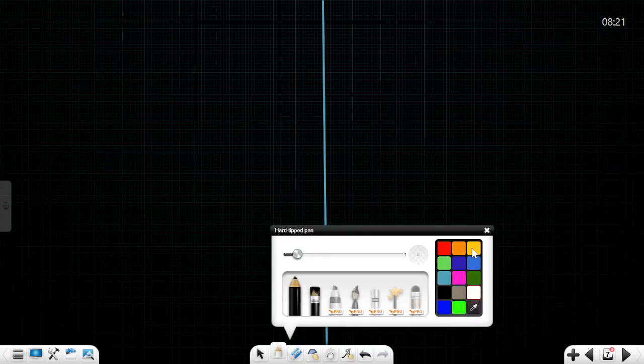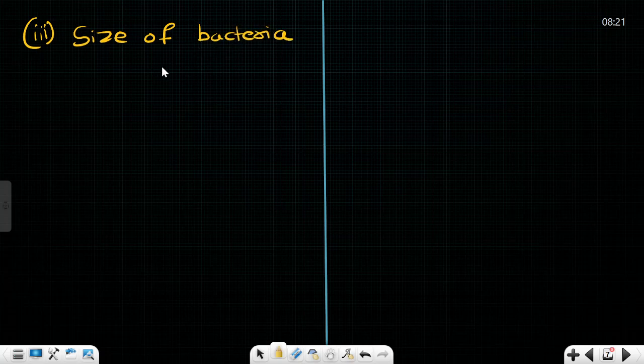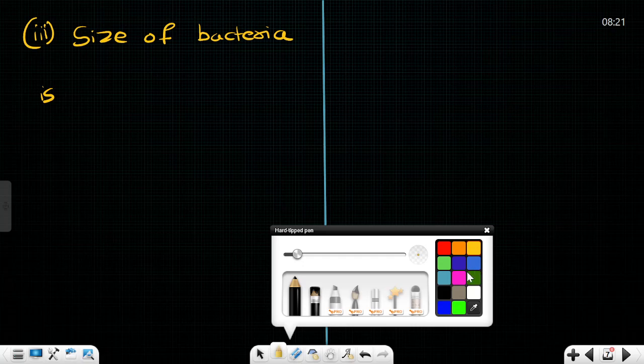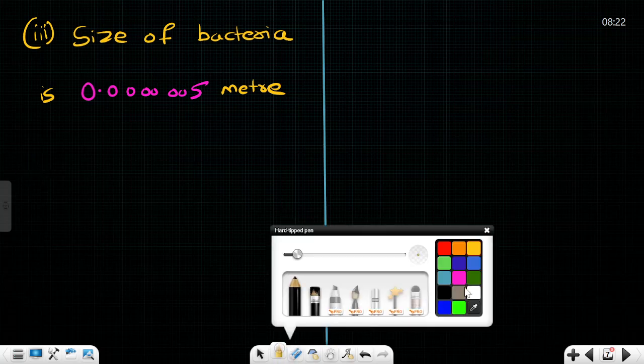Okay. Now, going to the third question. Size of bacteria is, sir, we need not really know what is bacteria. Our job is only to know this number. What is that number? If you know it, that is sufficient. So size of bacteria is 0.0000005 meter. So write this in scientific notation.